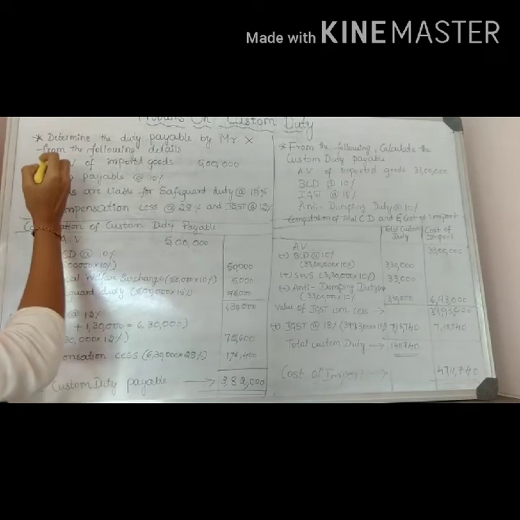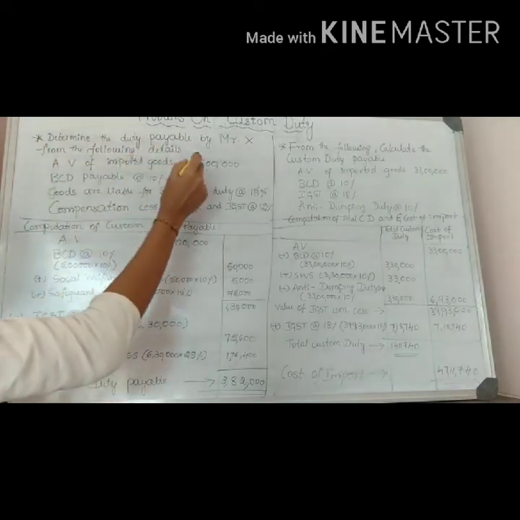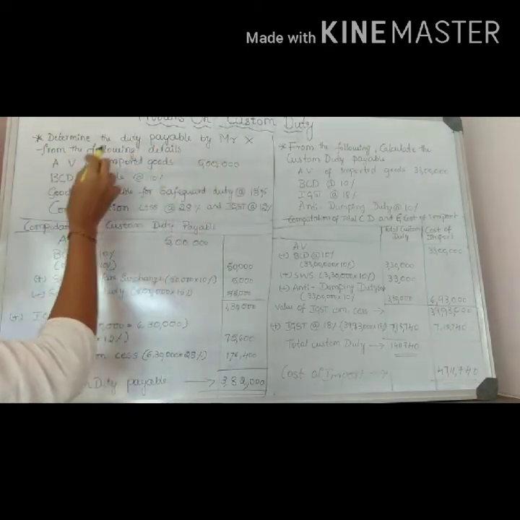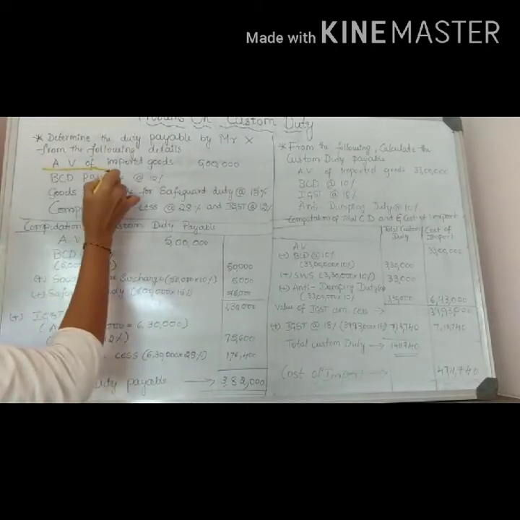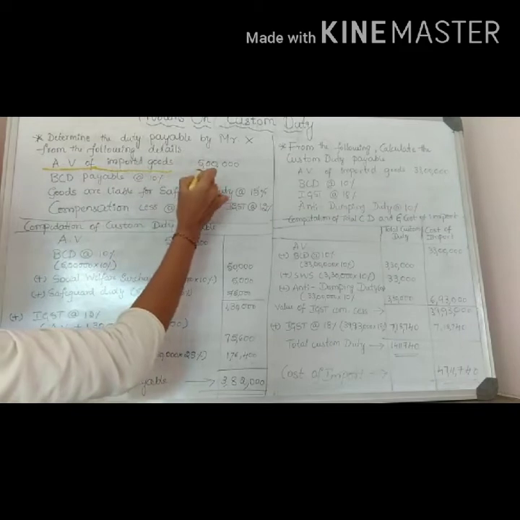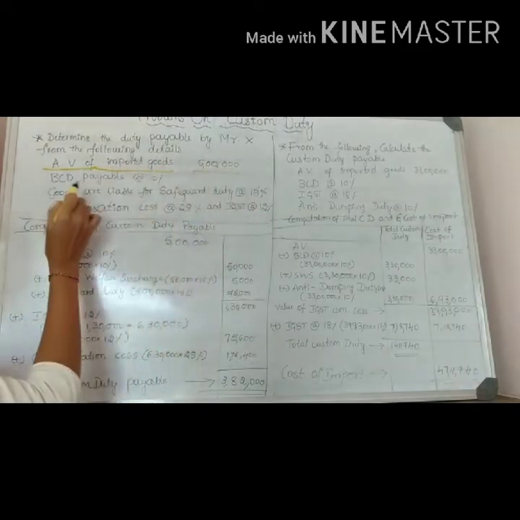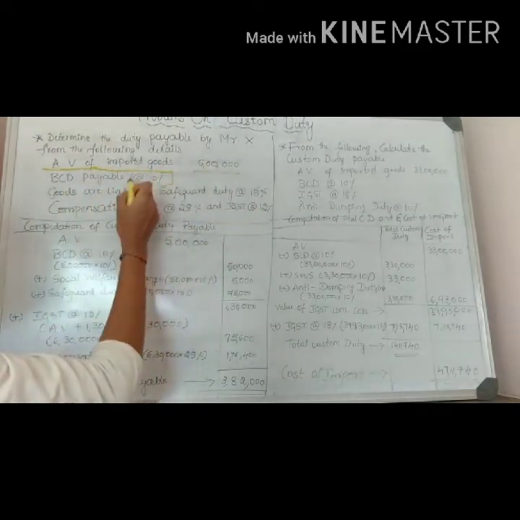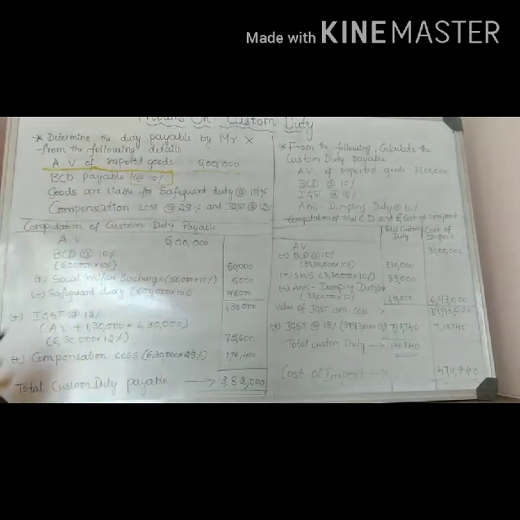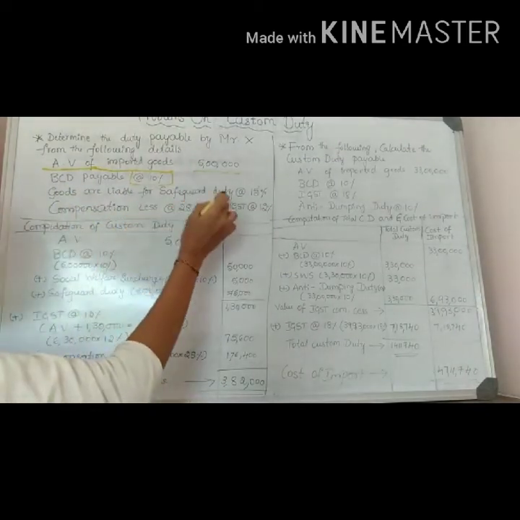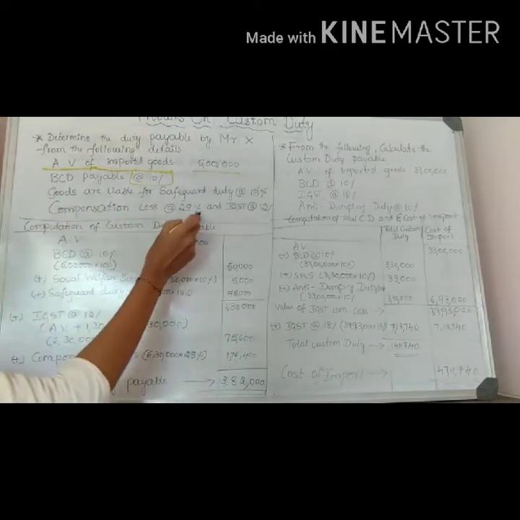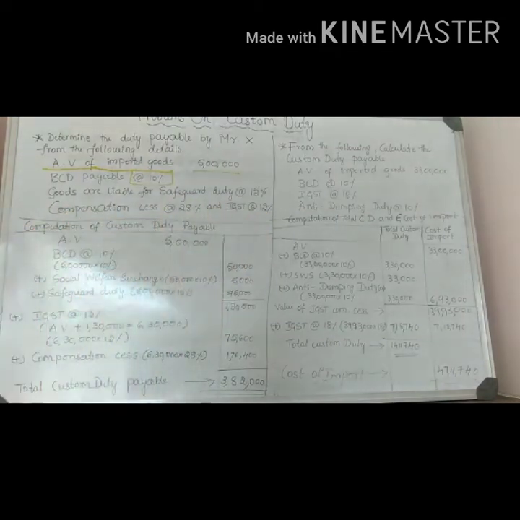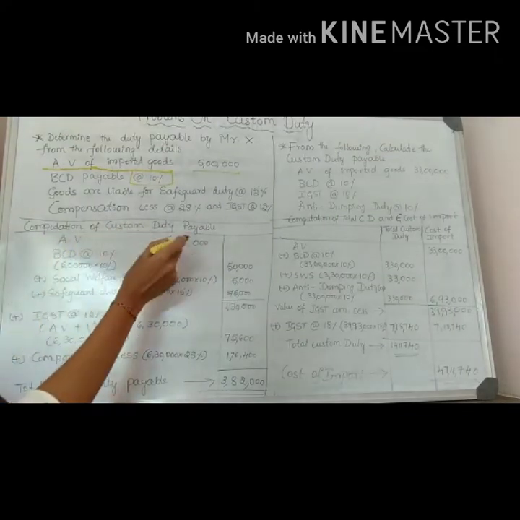First one: determine the duty payable by Mr. X from the following details. The assessable value of imported goods is 5 lakh, BCD payable at 10%, goods are liable for safeguard duty at 15%, compensation cess at 28% and IGST at 12%. So, computation of customs duty payable.